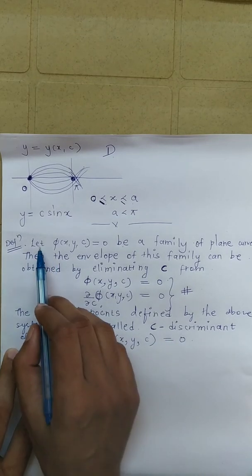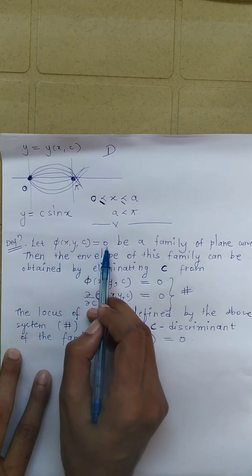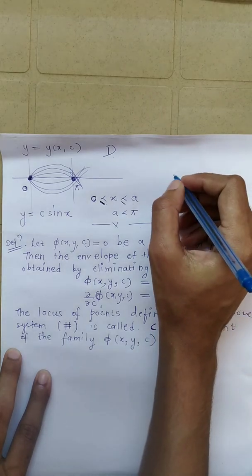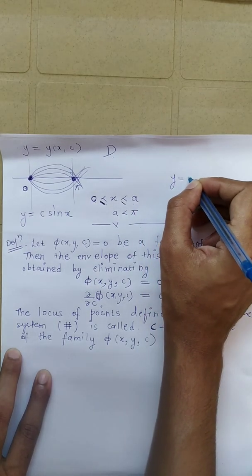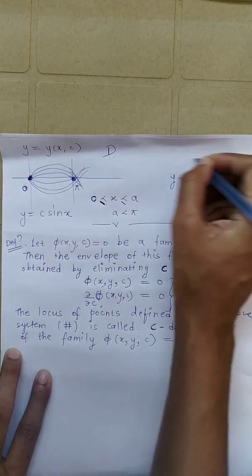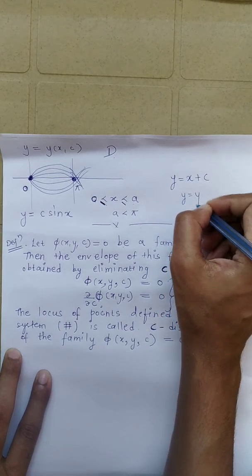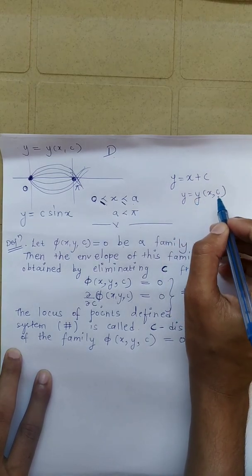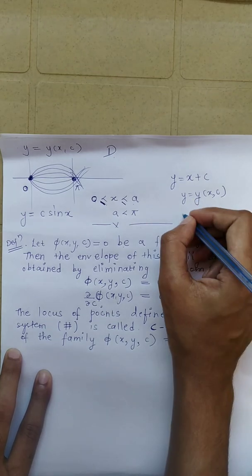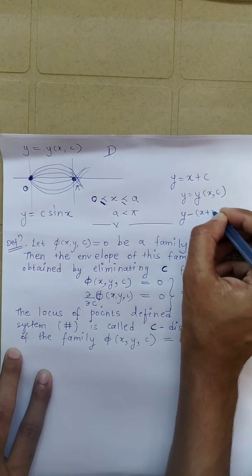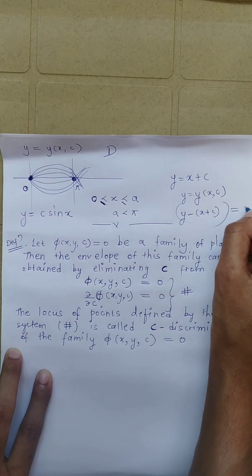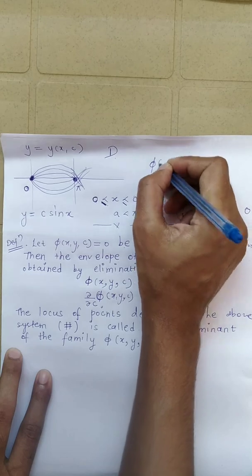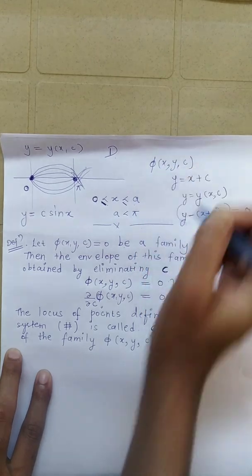Okay, so let phi x y c equal to 0 be a family of plane curves. All this time we were seeing that y equal to x plus c. Y equal to y x comma c, a family of plane curves. Now we will be writing this as y minus x plus c equal to 0, and this is named as phi, a function of x, y and c.